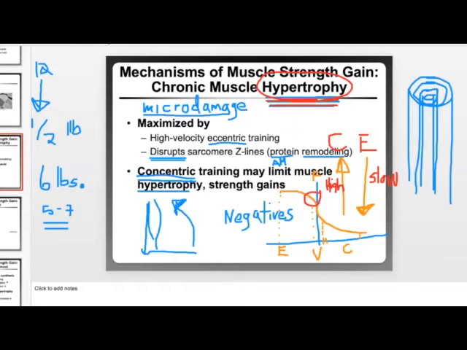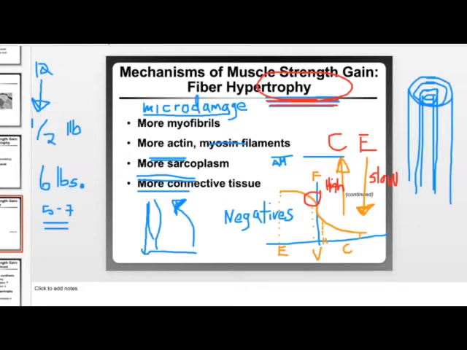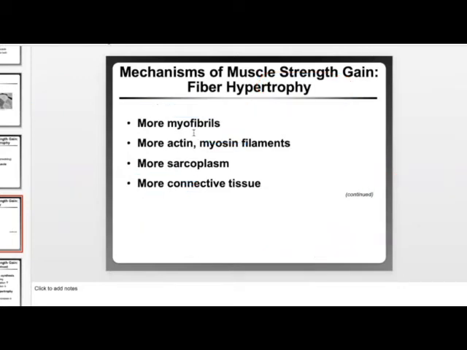So with fiber hypertrophy, there are increases in the myofibrils. There's more of the actin and myosin filaments. There's an increase in the plumbing, or the interspersion of the sarcoplasm, so that there's more ability to store calcium. All right, and there's potentially more connective tissue in regards to the hypertrophy associated with increases in muscle fibers.